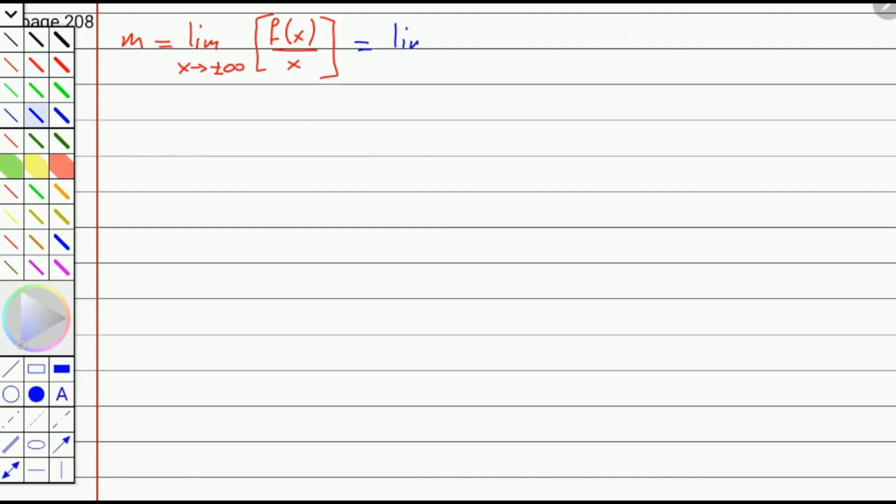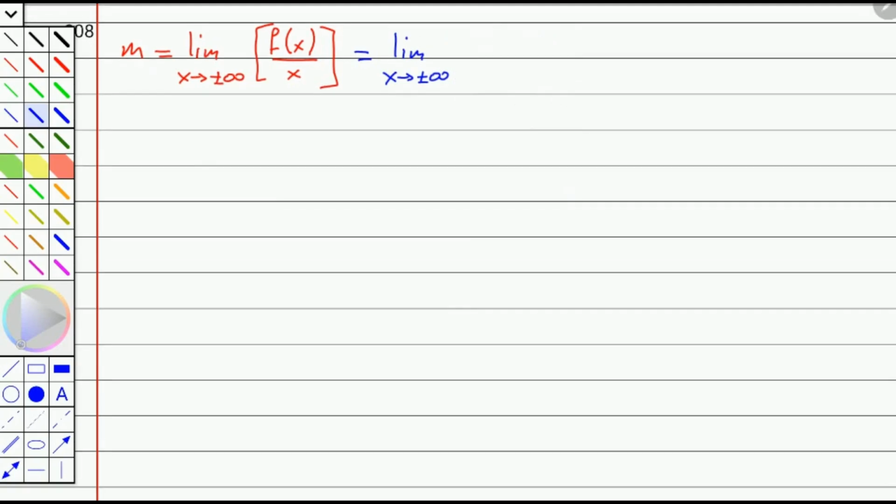Equals limit x goes to plus or minus infinity of (x squared minus x plus 1) over x, divided by x over 1. So because of this situation, we are going to have a composite fraction. So instead of doing this, let's do this. The limit as x goes to plus or minus infinity of 1 over x times f of x, which is (x squared minus x plus 1) over x.